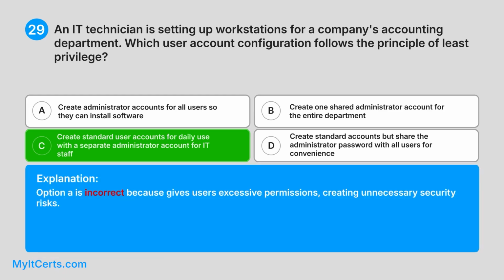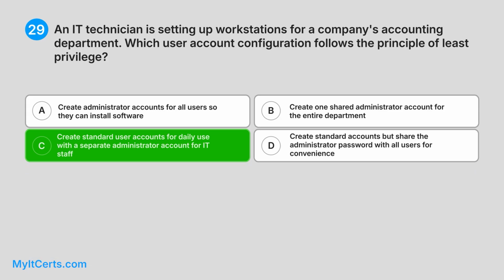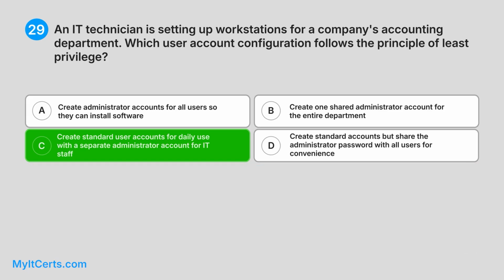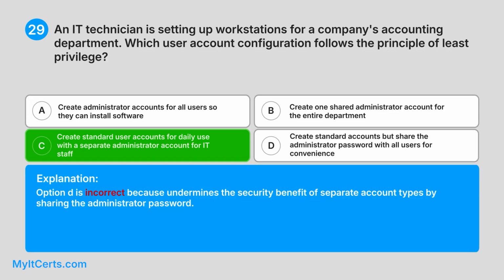Option A, create administrator accounts for all users so they can install software, is incorrect because it gives users excessive permissions, creating unnecessary security risks. Option B, create one shared administrator account for the entire department, is incorrect because it creates a shared account that eliminates accountability and increases security risks. Option D, create standard accounts but share the administrator password with all users for convenience, is incorrect because it undermines the security benefit of separate account types by sharing the administrator password.